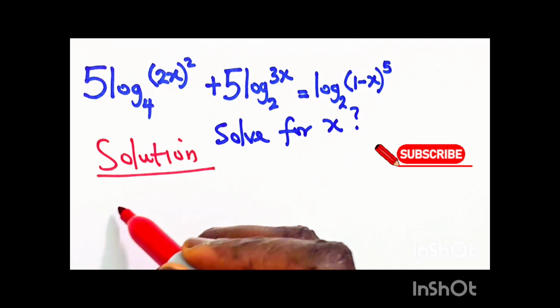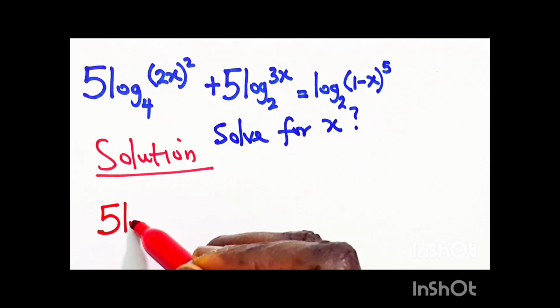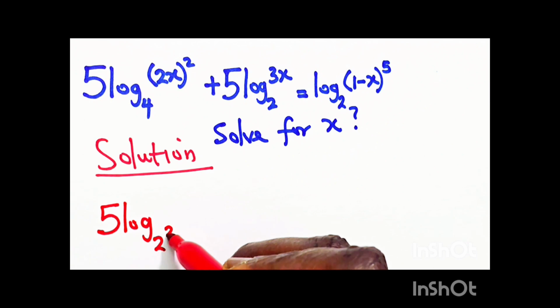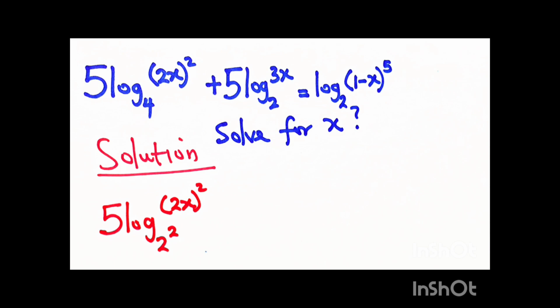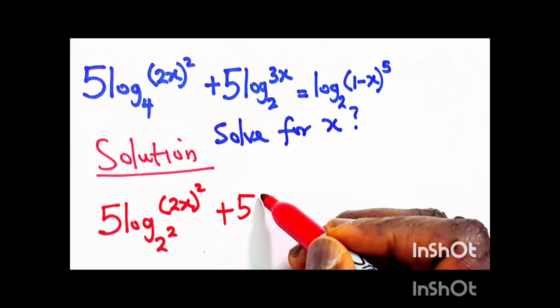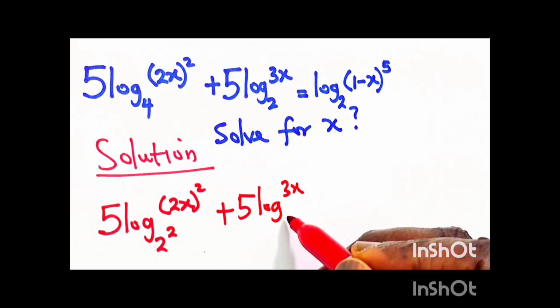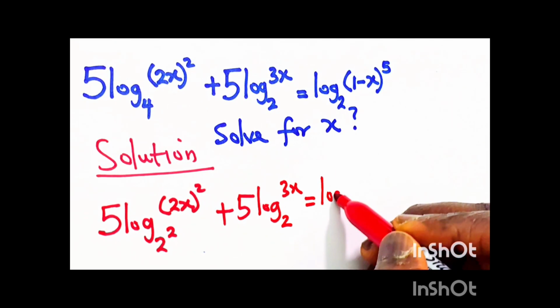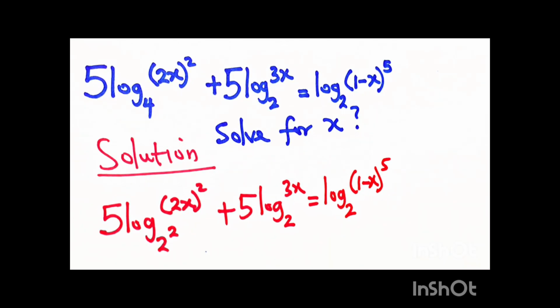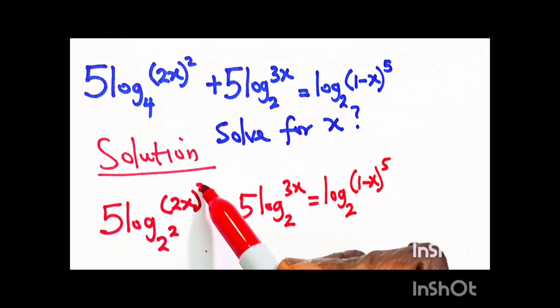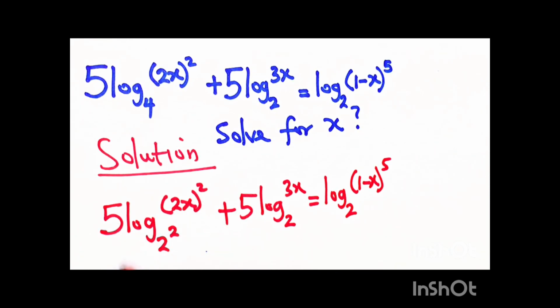So if we do that, we're going to have this one as 5 log base 2 raised to the power 2 into bracket 2x raised to the power 2. That is the first step. Plus 5 log 3x base 2 will now equal log base 2 of (1 minus x) raised to the power 5. So it means that we are almost there. What we do is to drop this because we have the drop here.